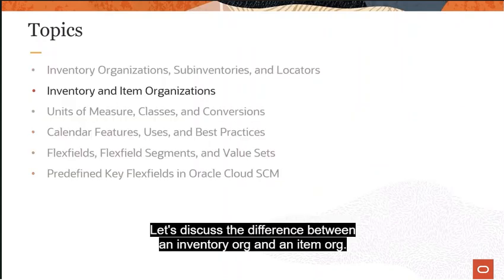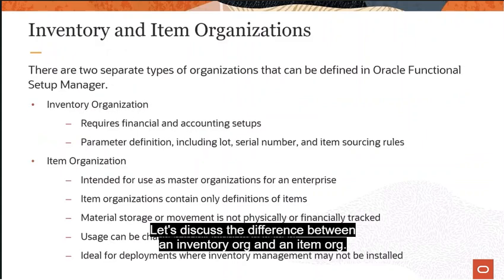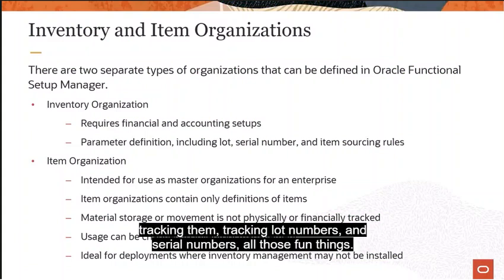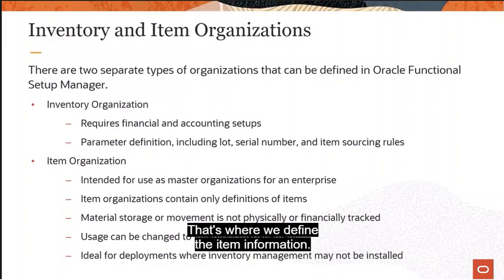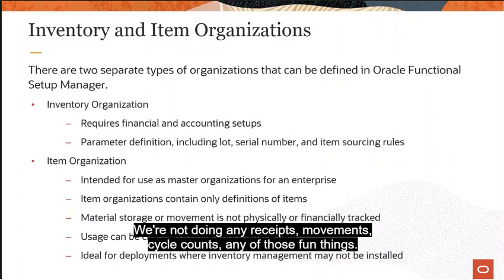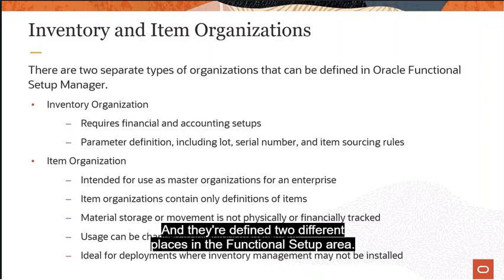Let's discuss the difference between an inventory org and an item org. An inventory org is what I've been talking about, where you're managing material, bringing things in the back door, tracking them, tracking lot numbers and serial numbers, all those fun things. The item organization is the item master. That's where we define the item information, and we do not do any transactions there. We're not doing any receipts, movements, cycle counts, any of those fun things.